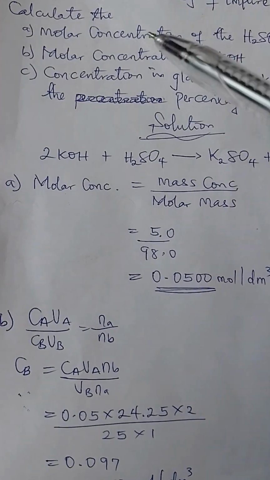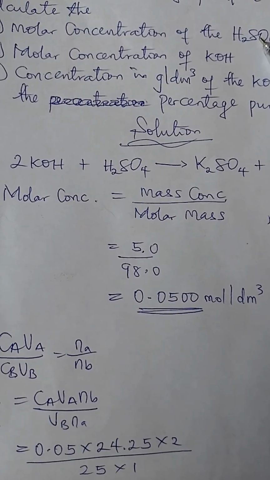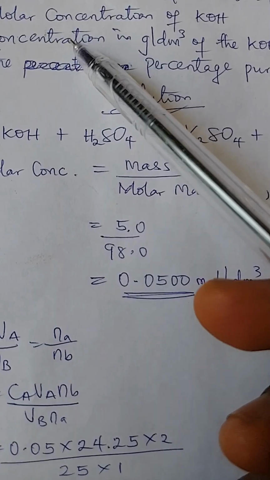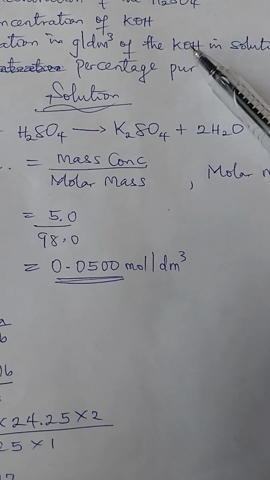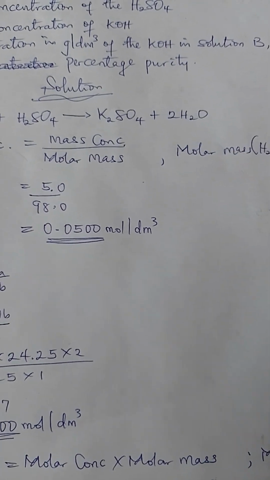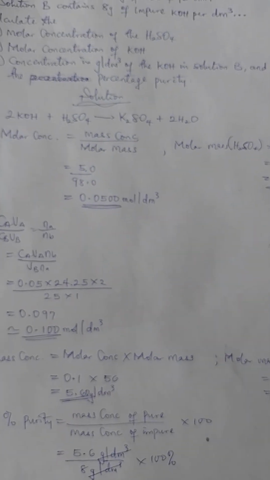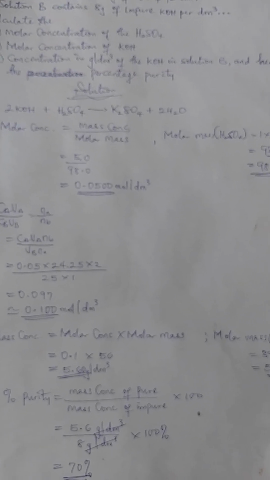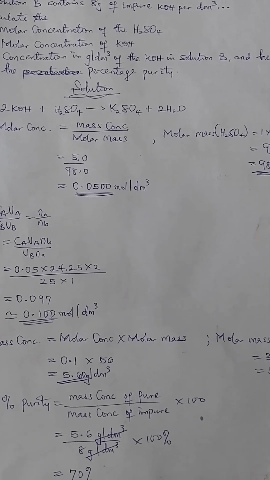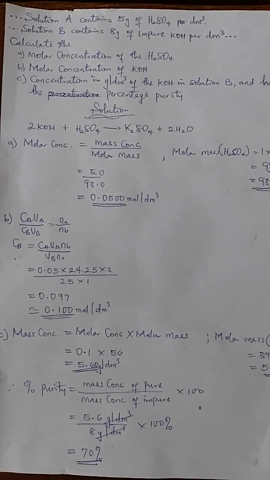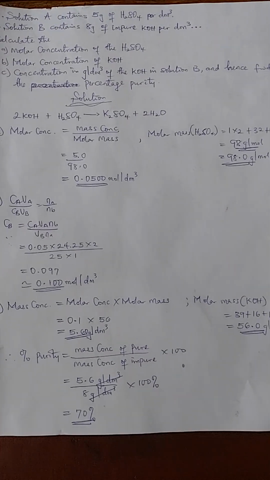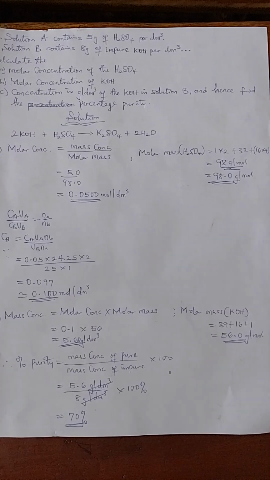So I got 3 questions: calculate the molar concentration of the H2SO4, calculate the molar concentration of potassium hydroxide, and calculate the concentration in gram per dm cube of potassium hydroxide in solution B, and hence find the percentage purity. And this is what I got. You can screenshot this and write it out. Make sure you have your answers in 3 significant figures, and put the right units. So you have this, right? Good.